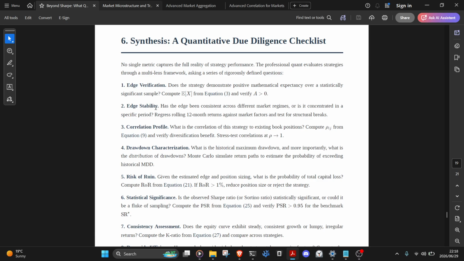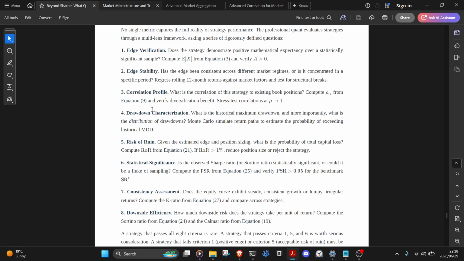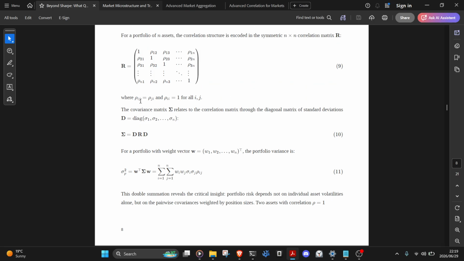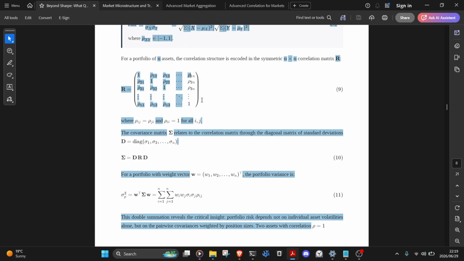Number 2, edge stability. Has the edge been consistent across different market regimes, or is it concentrated in a specific period? Regress rolling 12-month returns against market factors and test for structural breaks. Number 3, correlation profile. What is the correlation of this strategy to existing book positions? Compute ρ_ij from equation 9 and verify the diversification benefit. Stress test correlations at ρ tending to 1. Let's go look at equation 9. Equation 9 is essentially this correlation matrix.